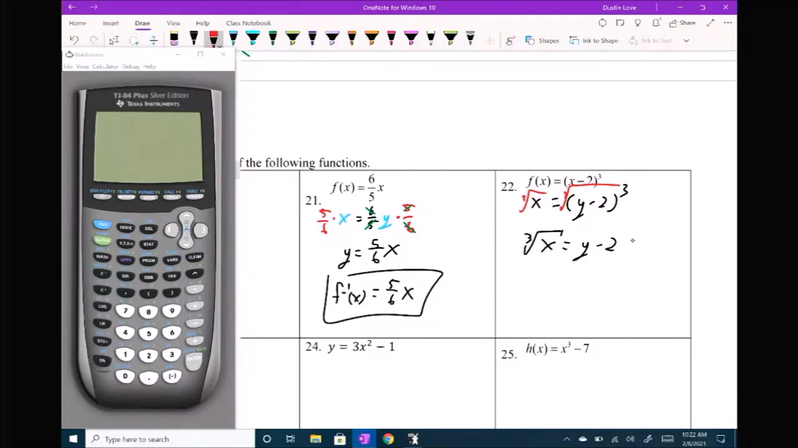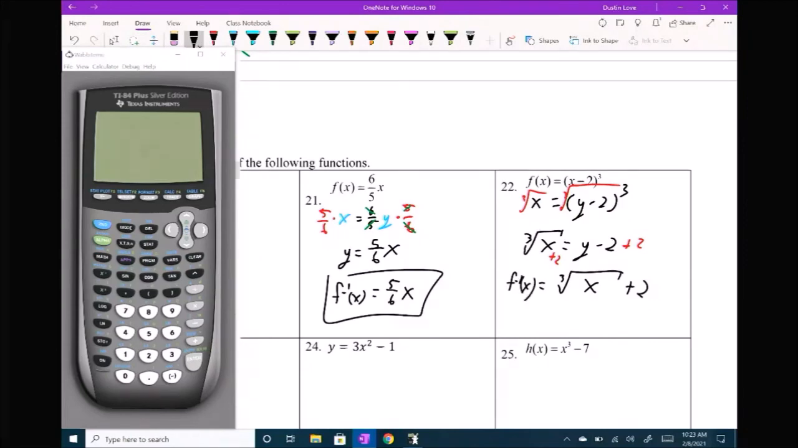And so we've got to add 2 to both sides. Gives me y equals the cubed root of x plus 2. And make sure that plus 2 is outside of the parentheses. And instead of y, we're going to be writing f inverse of x.